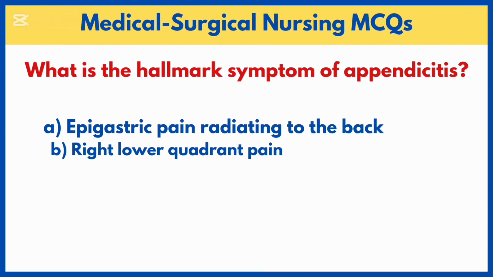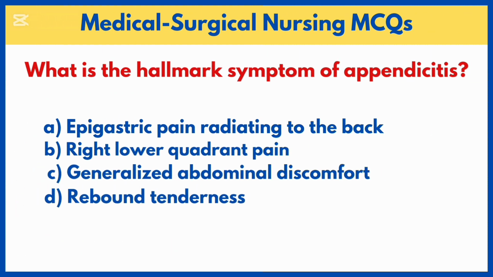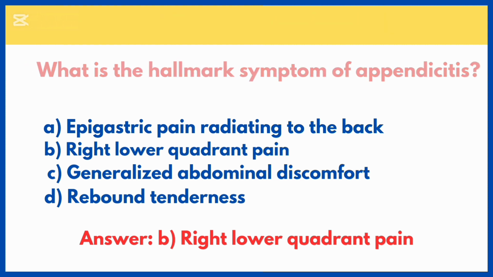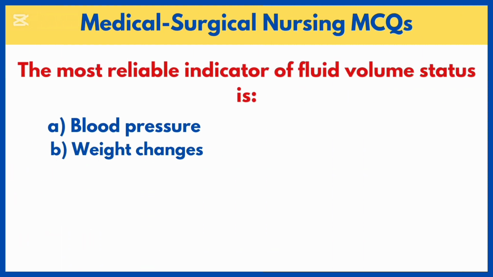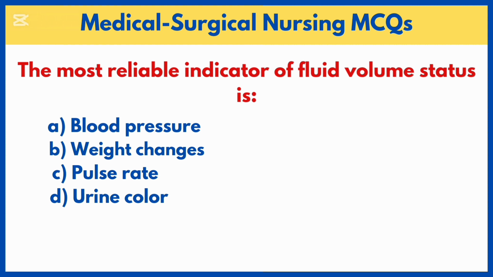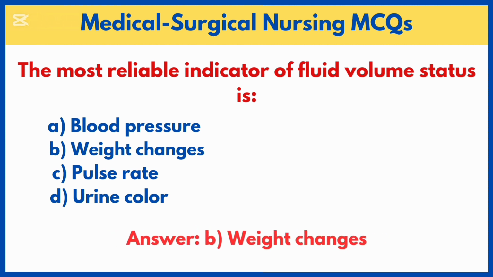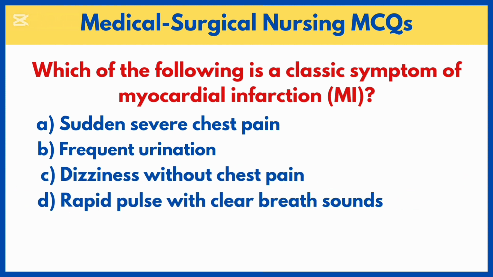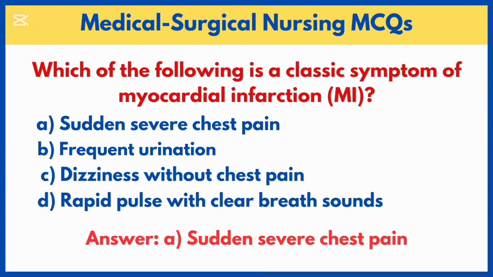What is the hallmark symptom of appendicitis? Correct answer is option B, right lower quadrant pain. The most reliable indicator of fluid volume status is. Correct answer is option B, weight changes. Which of the following is a classic symptom of myocardial infarction? Correct answer is option A, sudden severe chest pain.